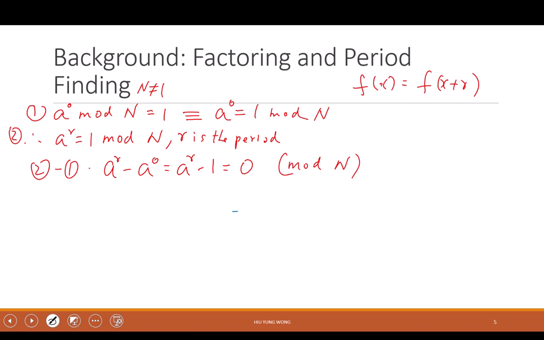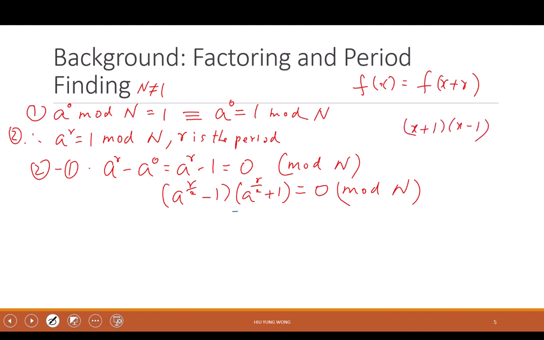Then I can do a similar thing to what I did in algebra. This is a to the power r divided by 2 minus 1, times a to the power r divided by 2 plus 1, equals 0. And of course, this is modulus n. This is just like x plus 1 times x minus 1 equals x squared minus 1. That is exactly what we're doing. This minus 1 times this plus 1 equals this squared. This squared is a to the power r.